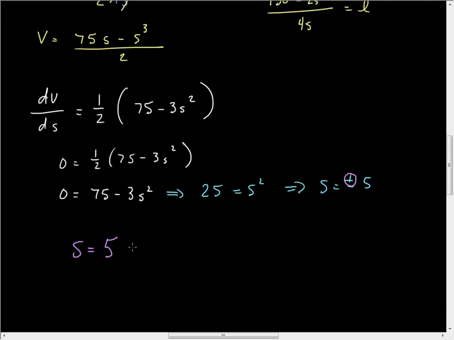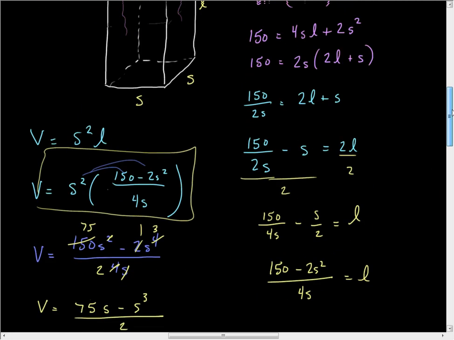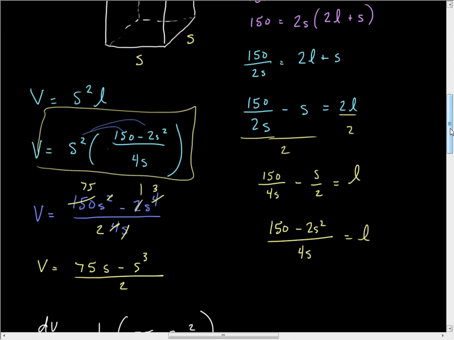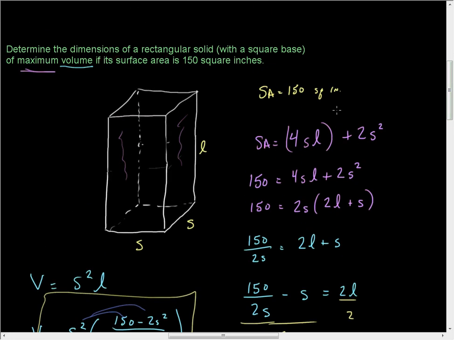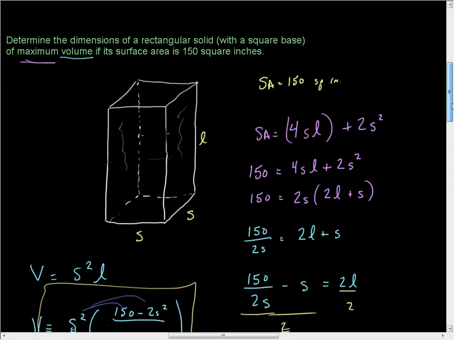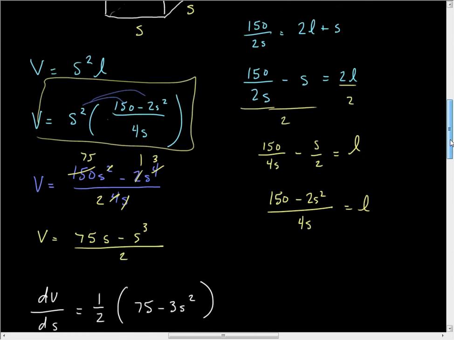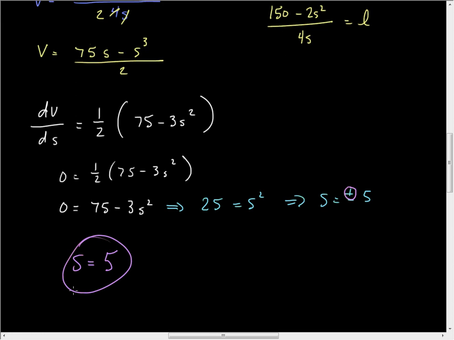So now the question is, what is L? Well, we could go back through all this, or we could come back up here. I don't know which is going to be easier, so I guess we'll just plow through. 150 minus 2 times 25, all over 4 times 5. This is 150 minus 50, which is 100, divided by 20, which is 5. And so L is also 5.